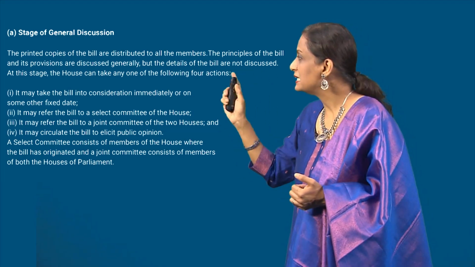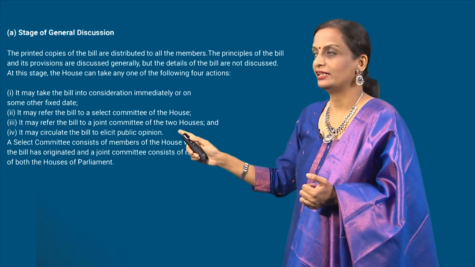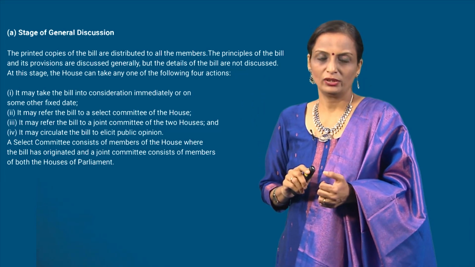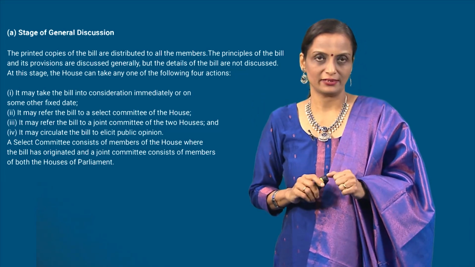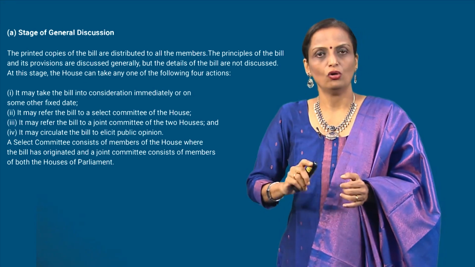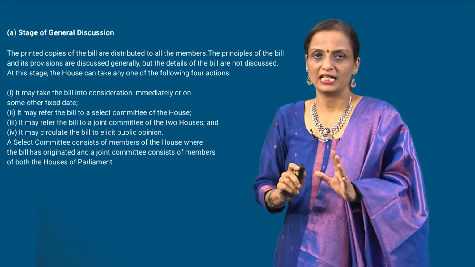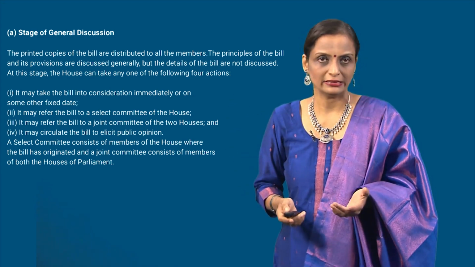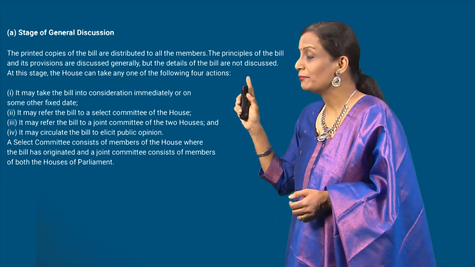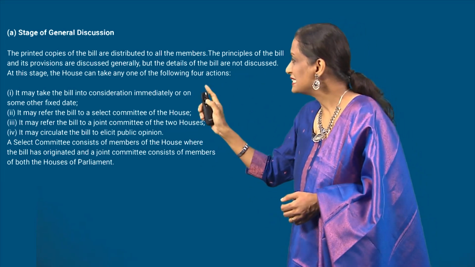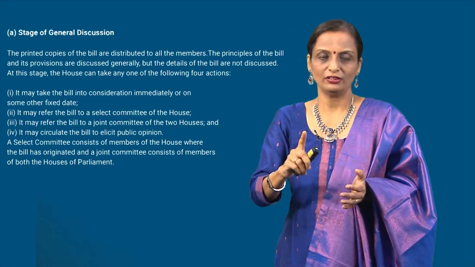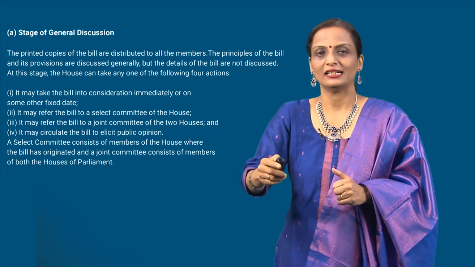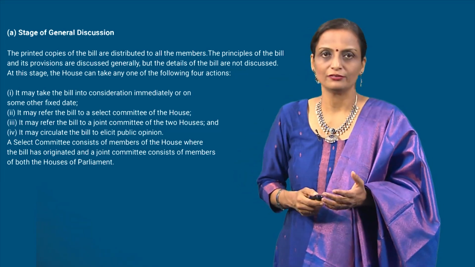One is, it may take the bill into consideration immediately or on some other fixed date. Okay? It depends on the urgency of the matter. It can happen immediately, or they can give a fixed date and say that this can happen on this day, we can have a discussion, if it is not urgent. The second point is, it may refer the bill to a select committee of the House. It can form a committee and say, okay, this committee will check into the matter to see whether it is imperative.